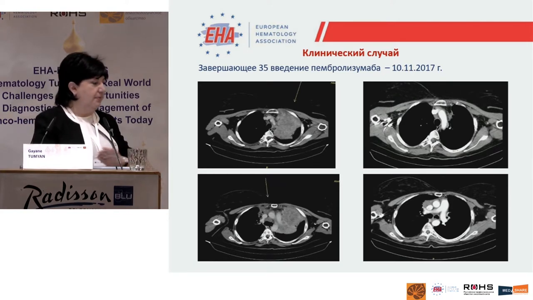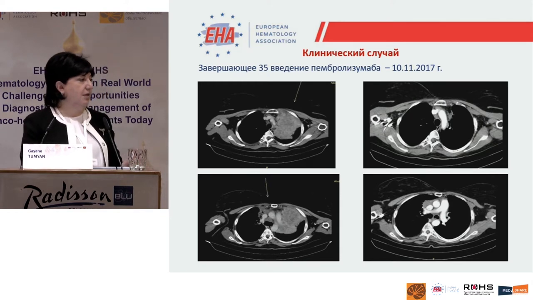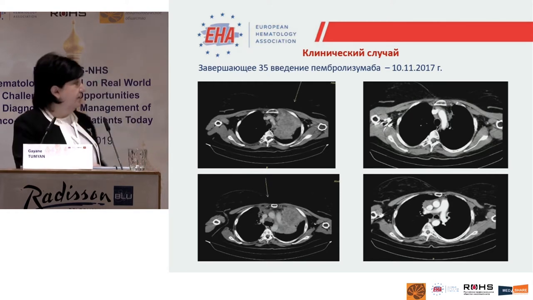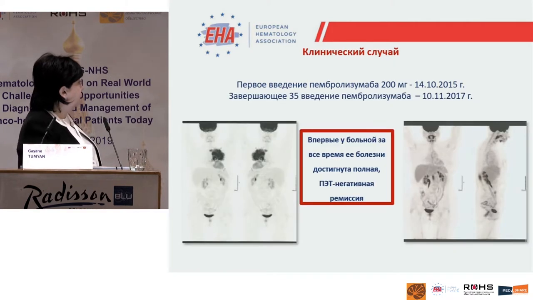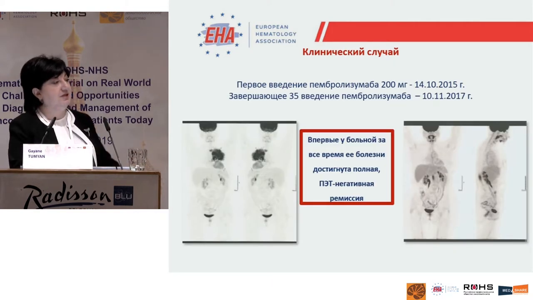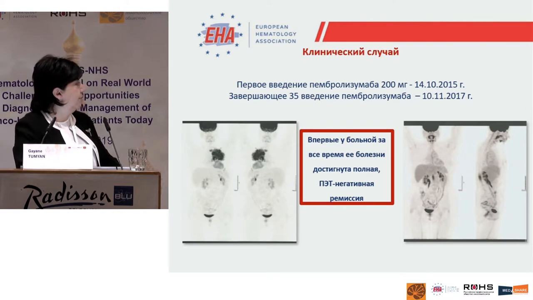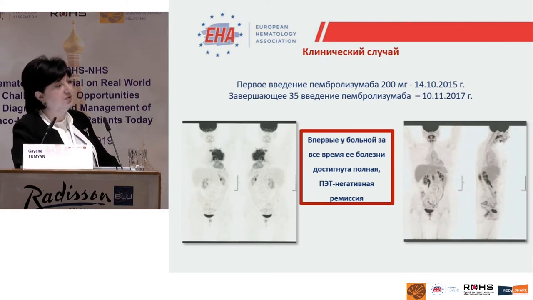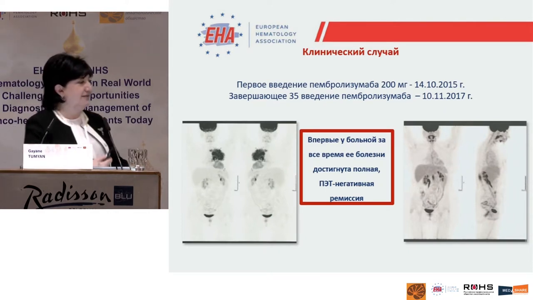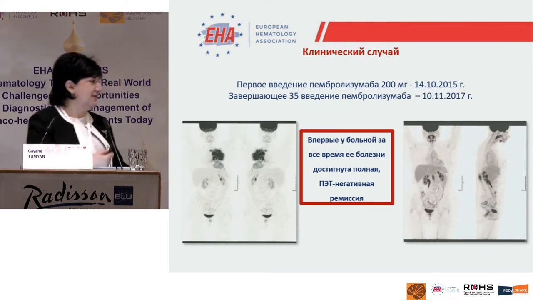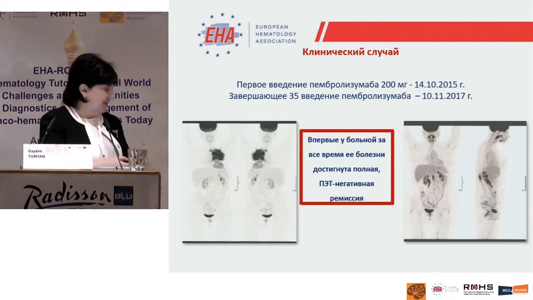Больная абсолютно амбулаторно работает, живет, приходит раз в 3 недели, капает пембролизумаб и уходит. Это фантастический результат. При завершении мы сделали ПЭТ-КТ и увидели полную ПЭТ-негативную ремиссию. Это был ноябрь 2017 года, и эта ситуация случилась у больной впервые с момента начала заболевания. То есть на 5-й или 6-й линии терапии мы получаем ПЭТ-негативную ремиссию, которую не получили на 1-й линии. Это просто фантастика.